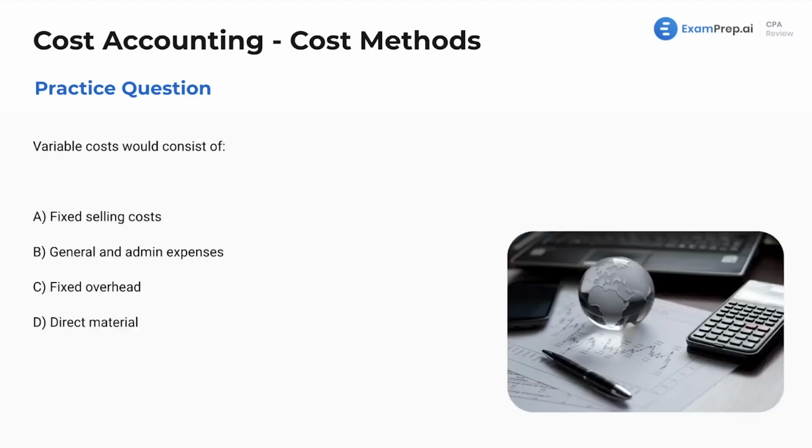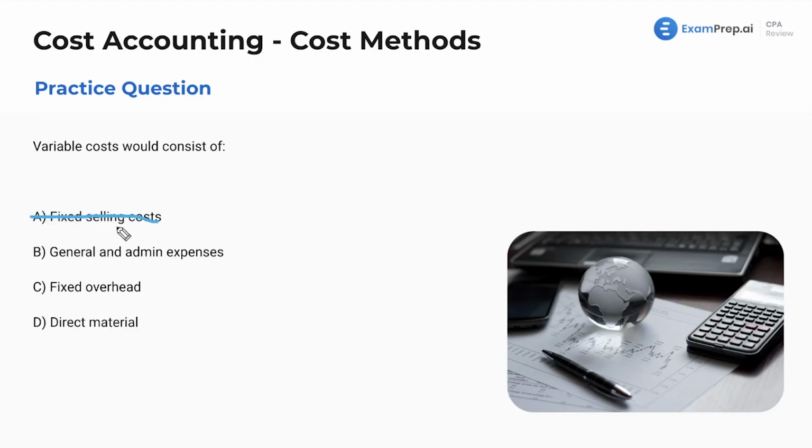Next up, variable costs would consist of what? Well, we have fixed selling costs, we have general and admin, fixed overhead, and direct material costs. All right, so what costs are variable costs? The costs that go up when you make more and go down when you make less. Well, fixed selling costs, these are not going to be variable. I mean, it's in the name, it's fixed. Right? That's not going to be the case.